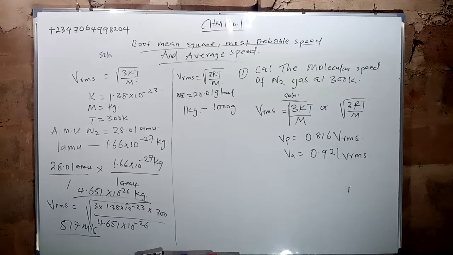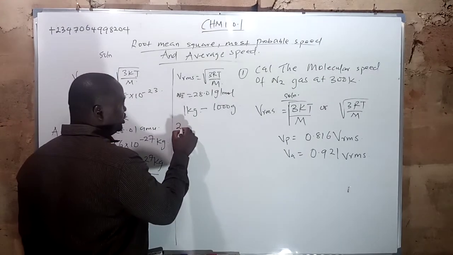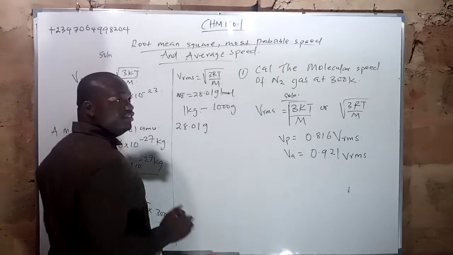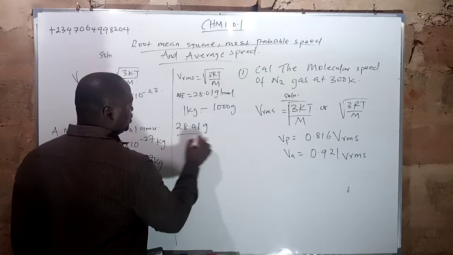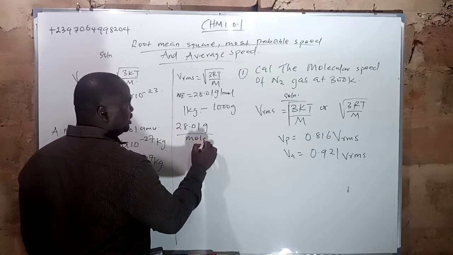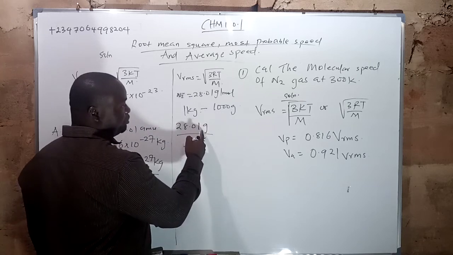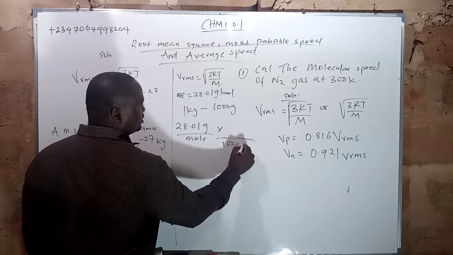Now, please, can you pause the video and immediately try to solve this yourself? Now, this is 28.01 gram per mole. In physics or chemistry, whenever we say per, it means all over. So look at your mole here. With the conversion factor, I want to cancel gram, so that means the gram has to be at the bottom. So this is 1000 grams.